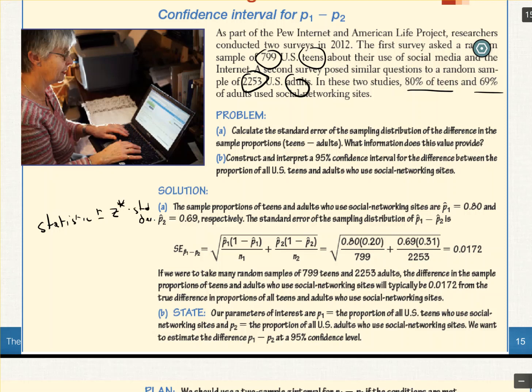So we already have our standard deviation done. So we're going to have p1 hat minus p2 hat. So notice it's going to be 0.8 minus 0.69 plus or minus z star for a 95%, remember that's 1.96. We've used that quite a bit. You might have it memorized, maybe not. And times 0.0172.